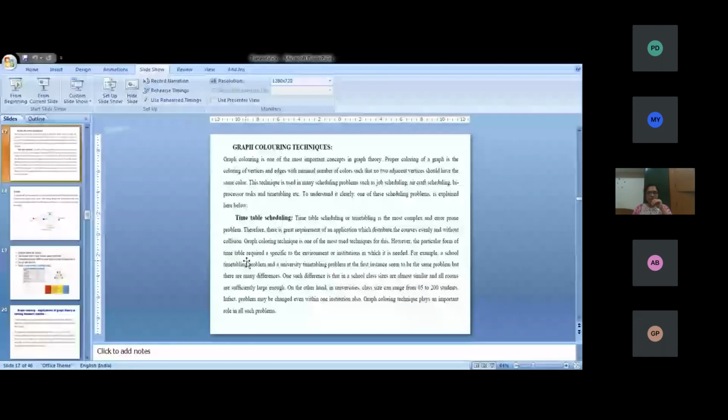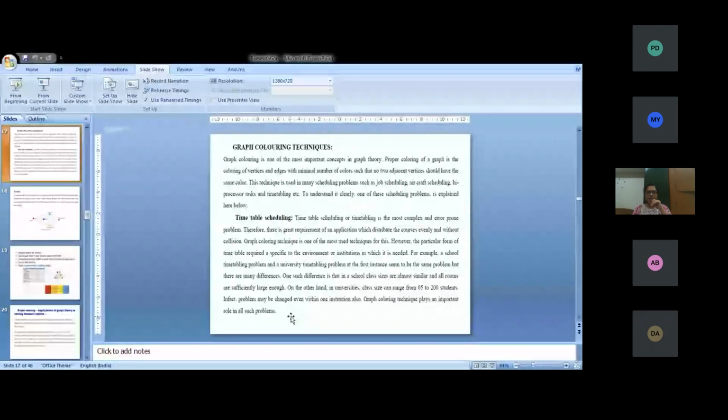In a school, class sizes are mostly similar and all rooms are sufficiently large enough. So here the number of students in the class, and the number of courses, if new courses have been introduced, we have to put the timetable for that also. This timetable schedule will be helpful for that. On the other hand, in a university, class size can range from 5 to 200 students. In fact, the problem may change even within one institution. Graph coloring techniques play an important role in all such cases, so we are using graph coloring techniques for timetable scheduling.